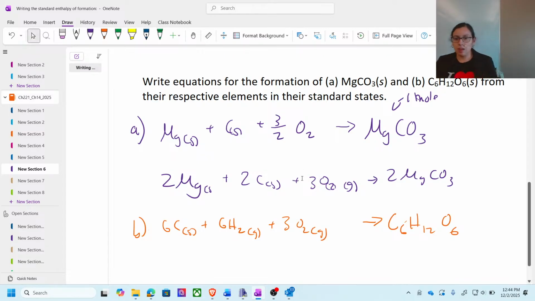That looks good. Any questions on this one? Did we all get that? And again, scaling appropriately, diatomics, all those good things. So all that looks good.